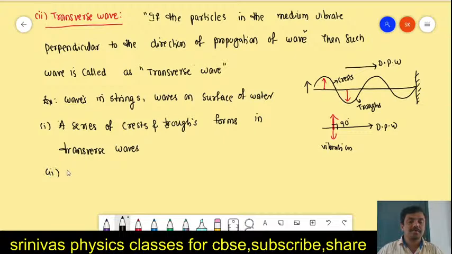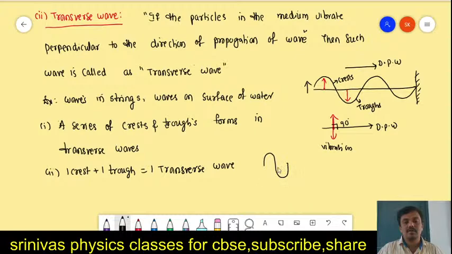Next, if one crest and one trough are combined, then we get one transverse wave. For example, this is one crest and this is one trough. If you combine both of them, this is called one transverse wave, one wave, this one. Its length is called the wavelength. This is the wavelength.